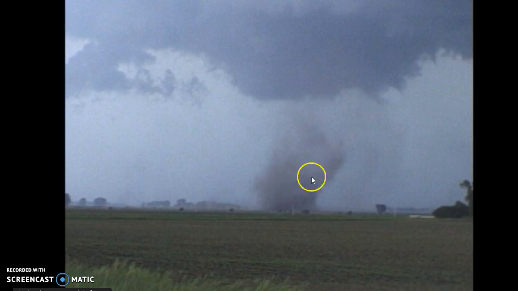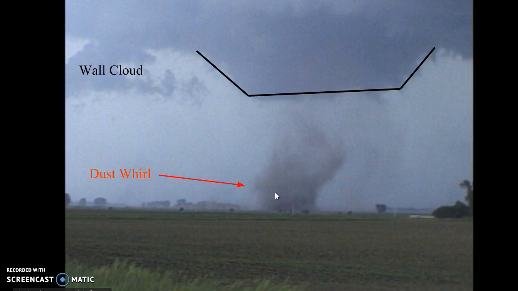So here we've got some dirt and debris circling around on the surface. And up here we have what's called a wall cloud. This is the funnel of the tornado beginning to drop down from the sky, but it hasn't really started yet. This is the dust swirl stage, baby tornado. And so we've got the wall cloud up here. We've got the dust swirl happening there. The tornado will form within minutes.